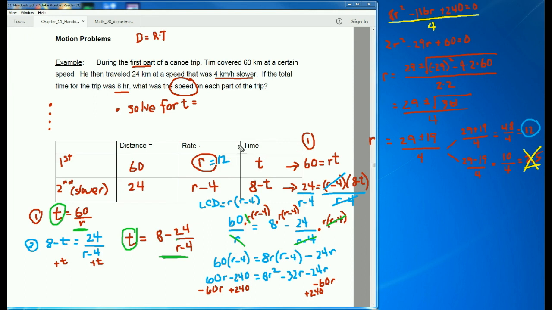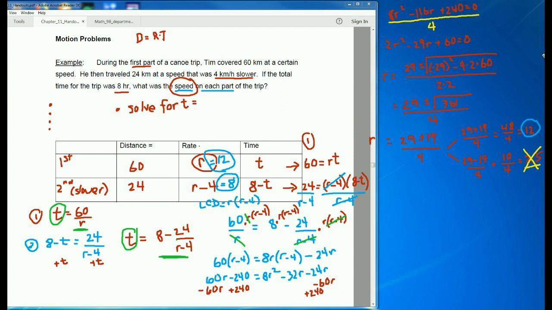Okay, so r equals 12, and that's kilometers per hour. And what did it ask for? The speed on each part. So if this is 12 kilometers per hour, then this is 12 minus 4, or 8 kilometers per hour. Okay? So those are the two answers to the problem.